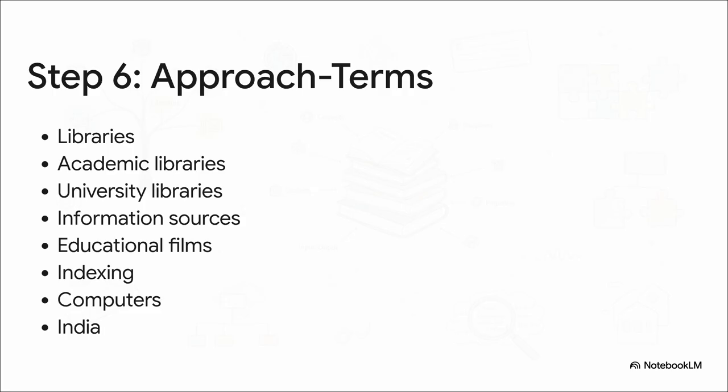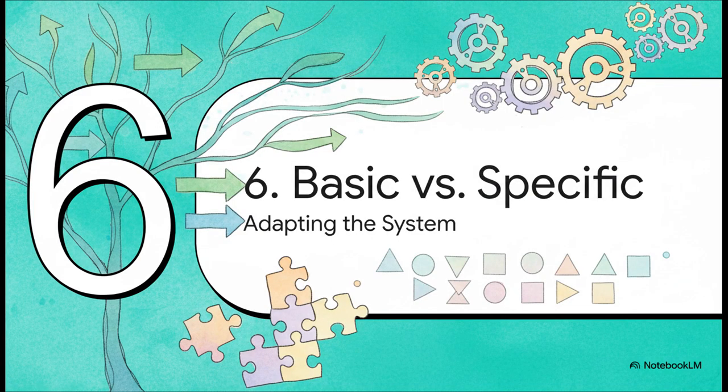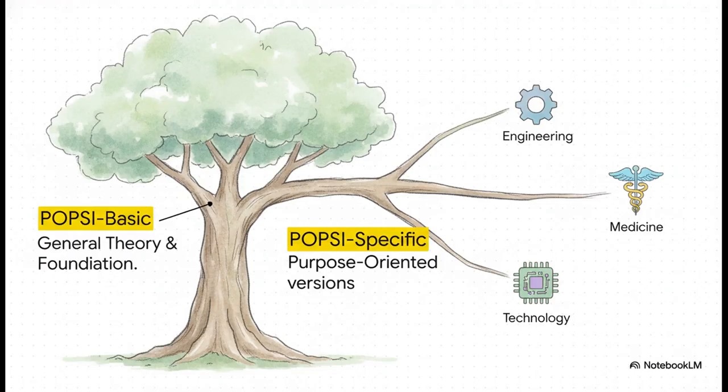It's so smart. And one of the most brilliant things about POPSI is that it's not this rigid one-size-fits-all thing. It was actually designed to be adapted for different needs, which was a massive step forward for indexing. So you've got POPSI Basic, which is the general theory, that universal grammar we've been talking about. But from that, you can create a POPSI-specific version just for your library. For example, a medical library might say, okay, for us, diseases is our foundational concept. An engineering library might pick materials. It's all about customizing the system to fit what your users actually need.